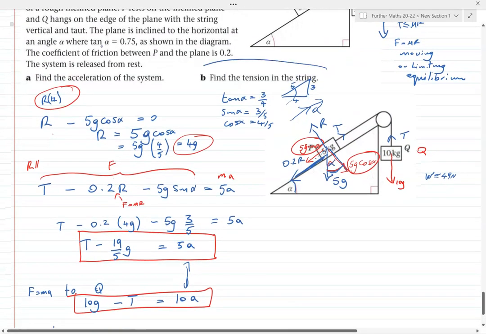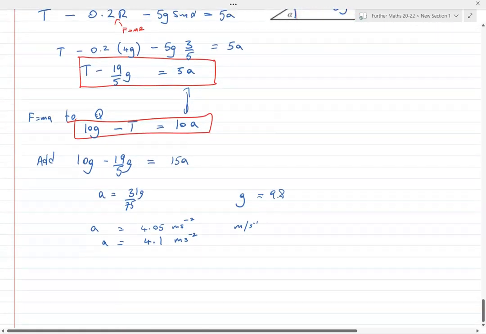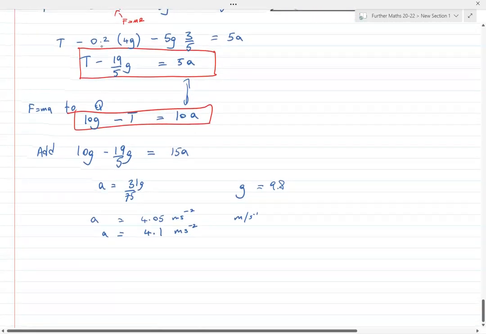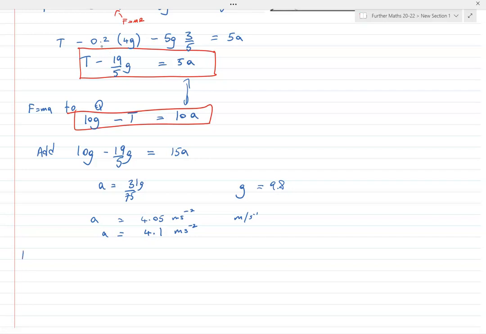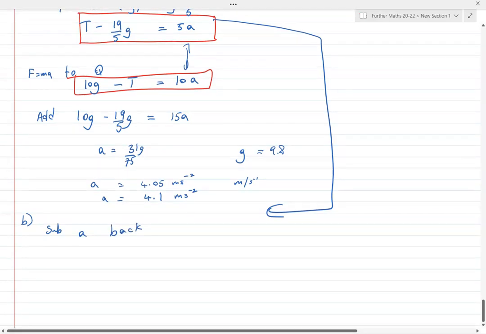And the second bit is finding tension. They often ask for tension. Once we've worked out the acceleration, we can easily work out the tension. So I'm going to go back to this equation and substitute A back. I can substitute into the other one if I want, but that one looks a little bit easier because T is positive. Not a big deal, but I'll substitute into that one.